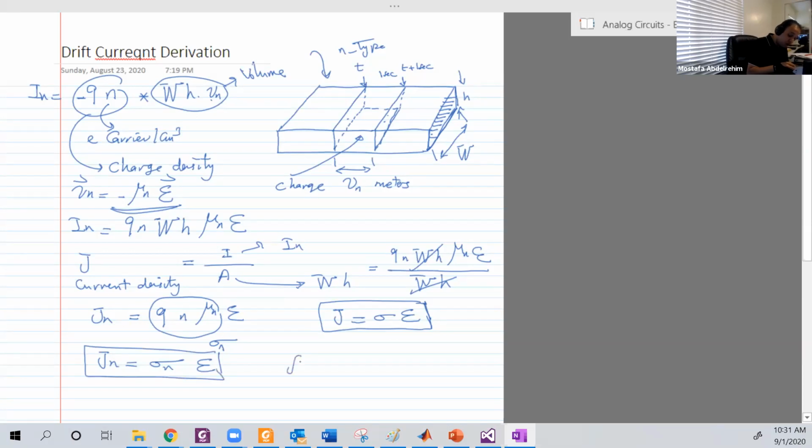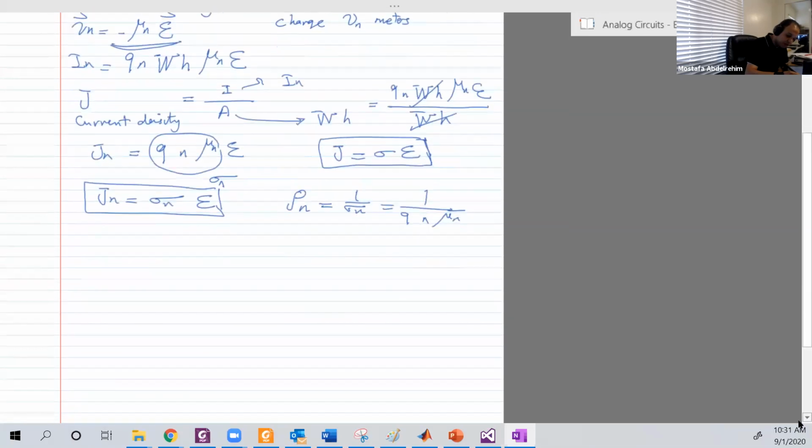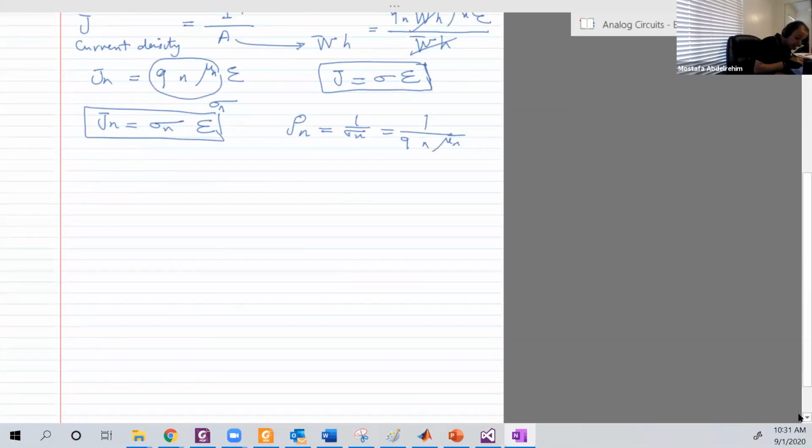So we can know that the resistivity now, rho n, which is 1 over sigma n, is 1 over q n mu n. Can we do the same for P-type? Yes, of course, we can do the same for P-type as well, and we will get almost similar equations.